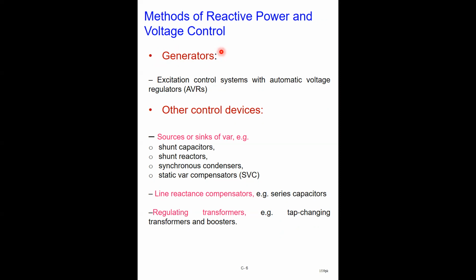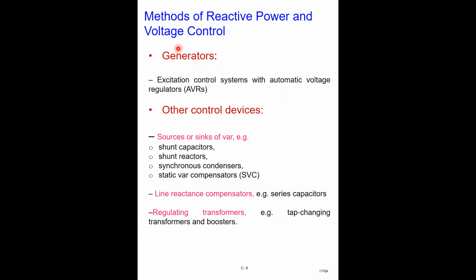Even the generator can be one way to maintain the voltage, but this will be only on the generator buses, right? Not on the load buses or some other buses. It will be only on the generator buses. The voltage at the generator terminal we are able to regulate or control through the AVR, and that is on the excitation system of the synchronous generator.